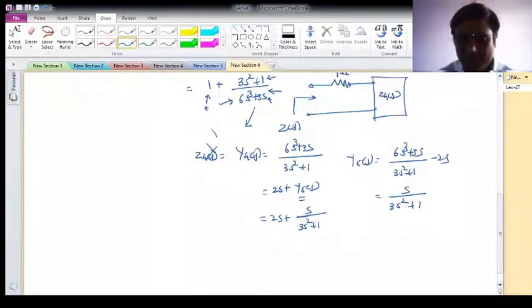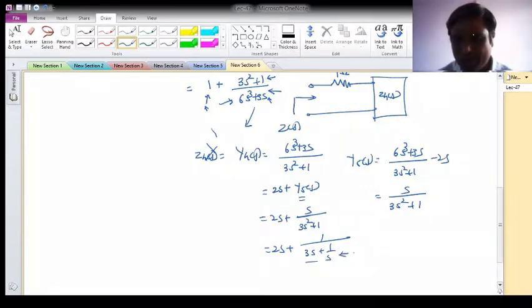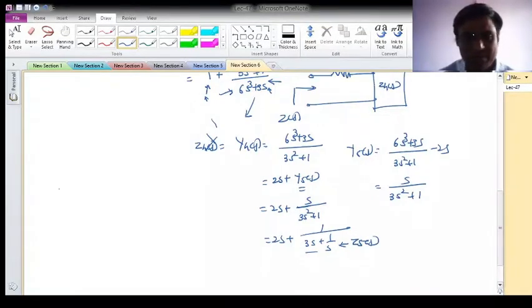How will it be? It will be 2s plus 1 over (3s square by s), so it will be 3s plus 1 by s, and this is nothing but your impedance, which I call Z phi of s. Okay, so how will be the realization? There will be the resistor like this, then this is impedance, so what is the impedance? It is 2s. So sorry, not impedance, it will be now admittance, because I have inverted.